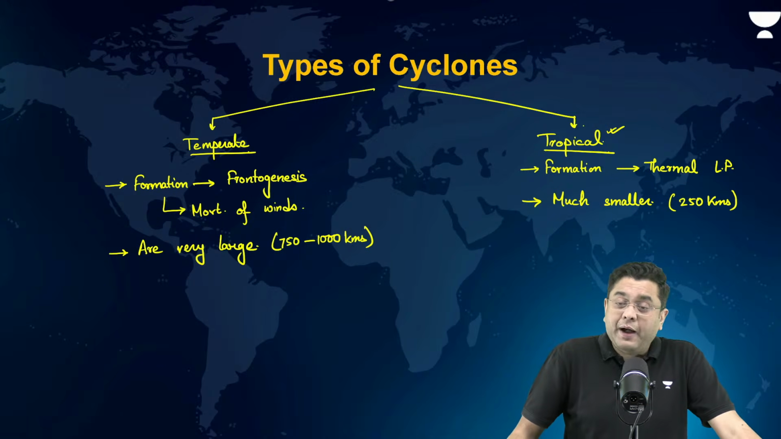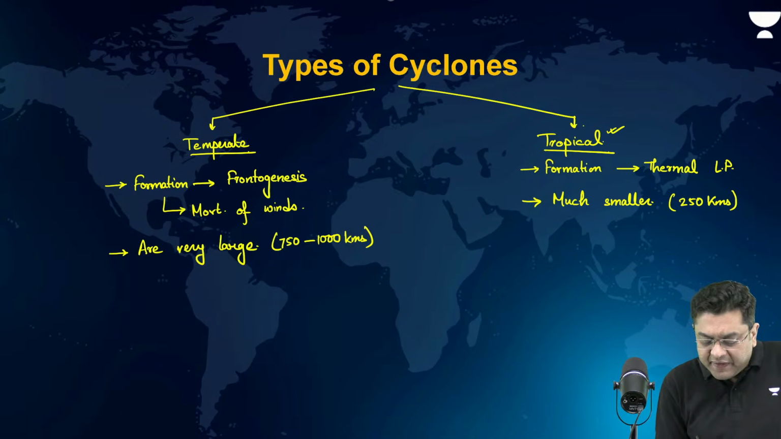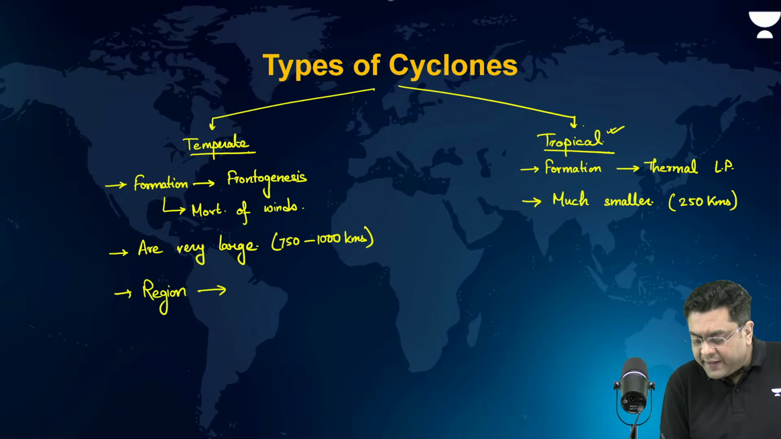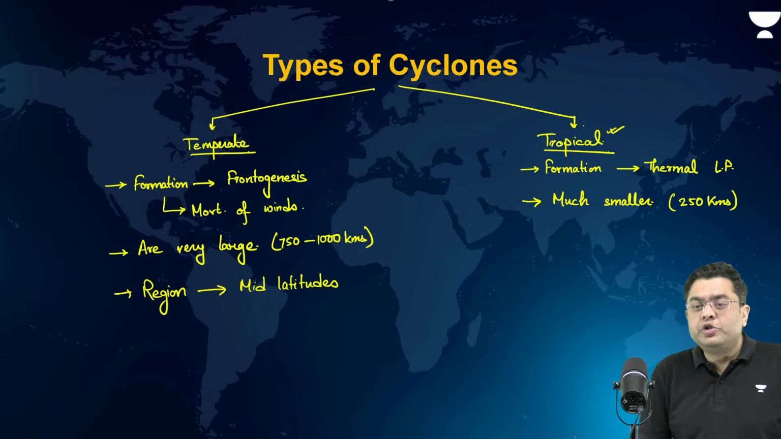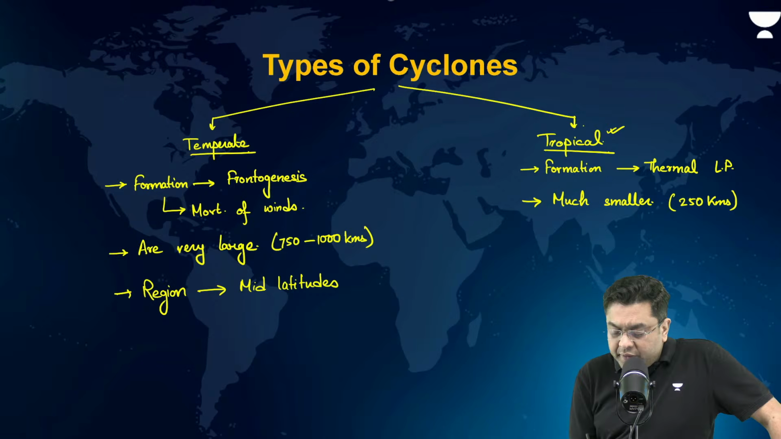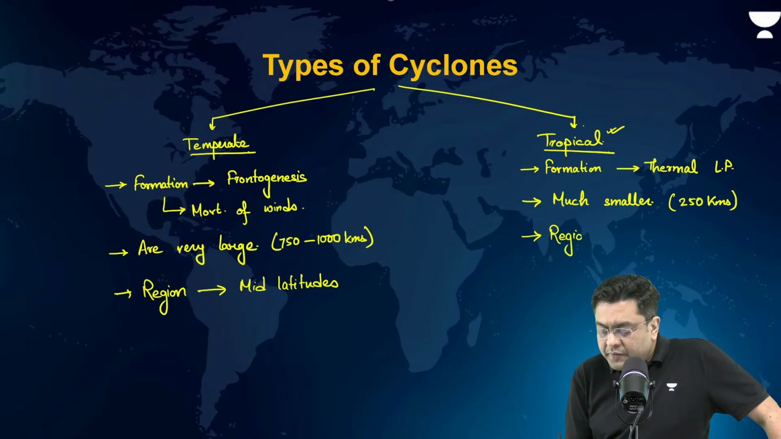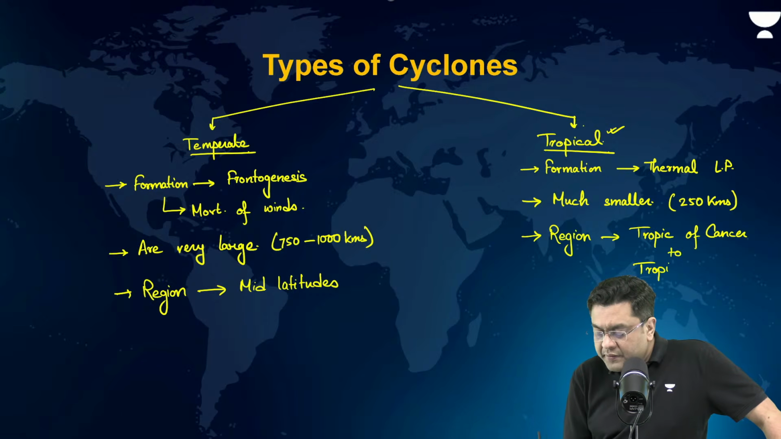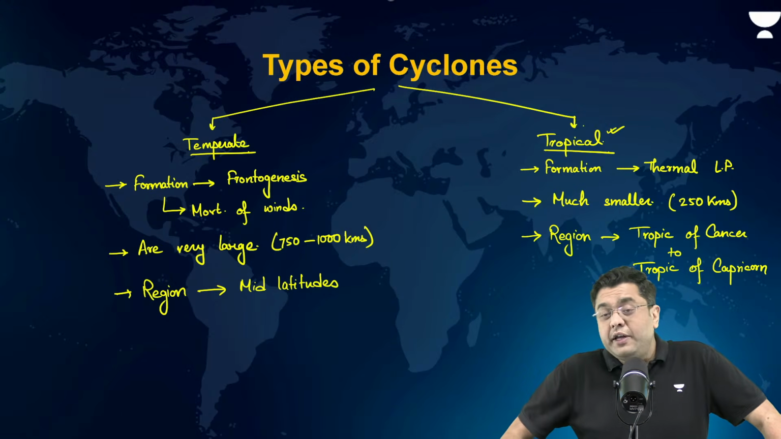Okay. Now, region where the temperate cyclone will be created. What will be the region? Can I say mid latitudes? That is where frontogenesis will occur. And what about this region? This case, tropical cyclone region. Tropics, Tropic of Cancer to Tropic of Capricorn, isn't it? That is the entire region where you will have this formation.